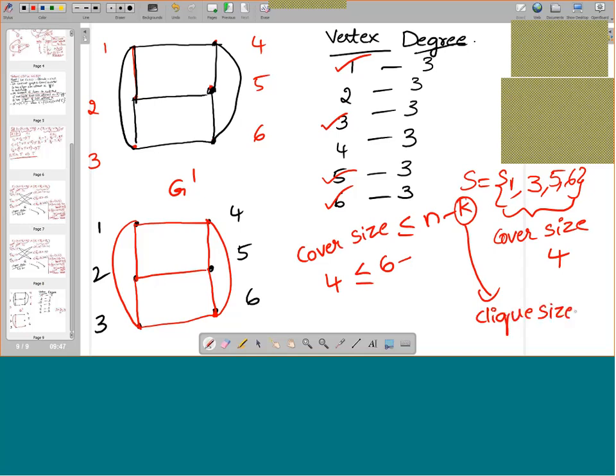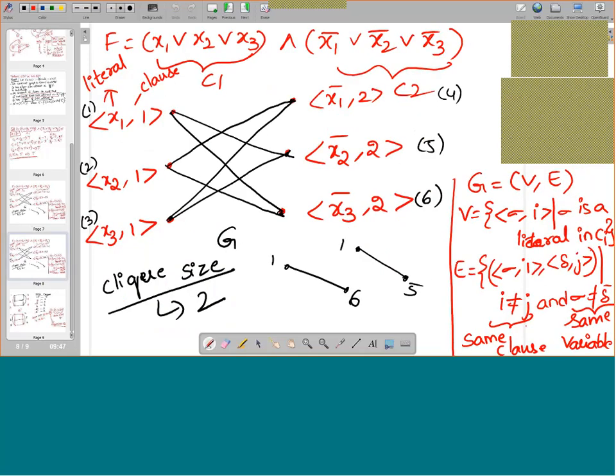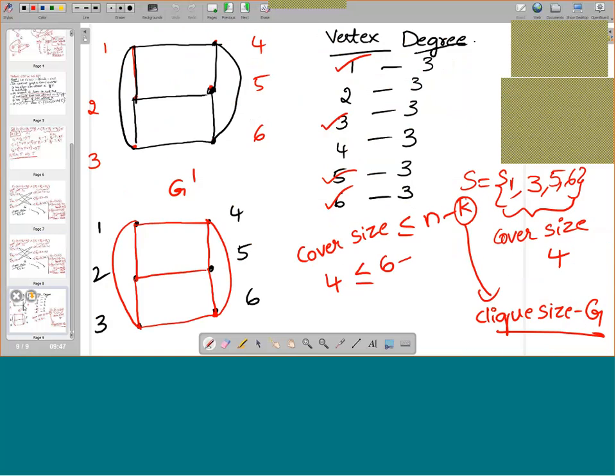Clique size for G. So this one is G dash. This one is G. For G, what is the clique size? It is 2. So 6 minus 2 is 4. 4 less than or equal to 4. Is the condition true or false?